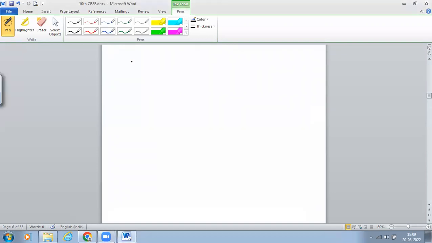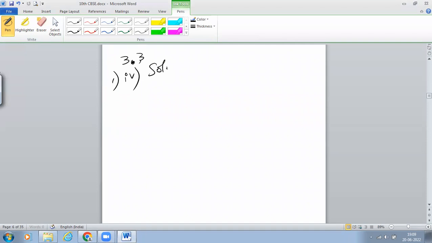Exercise 3.3. Question number 1, subdivision number 4. Okay, this question we are going to see now. In this question, they are asking us to solve the pair of linear equations by substitution method. So I'll write the two equations.